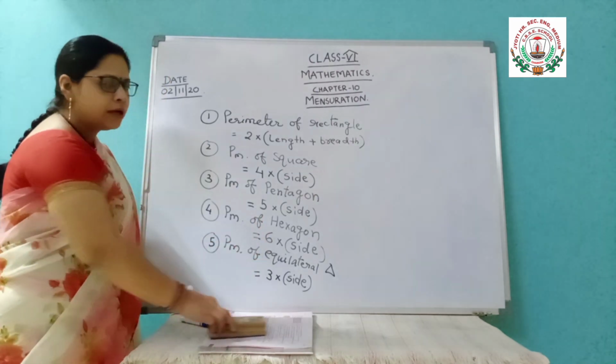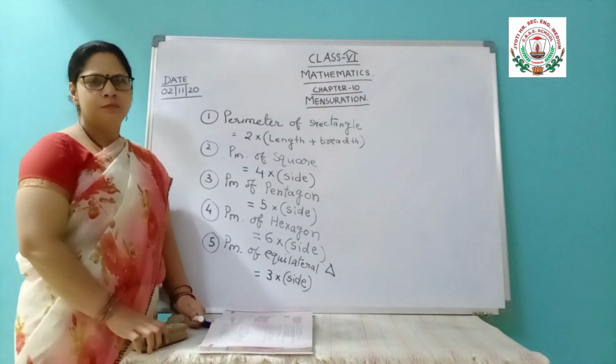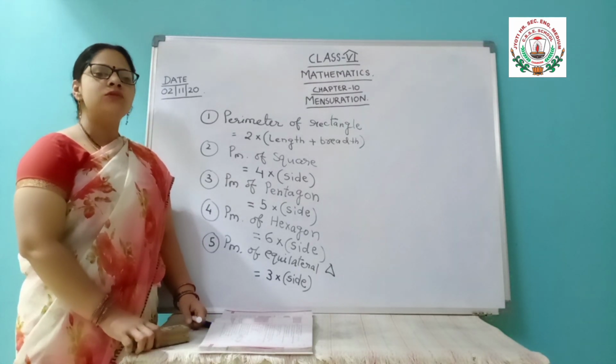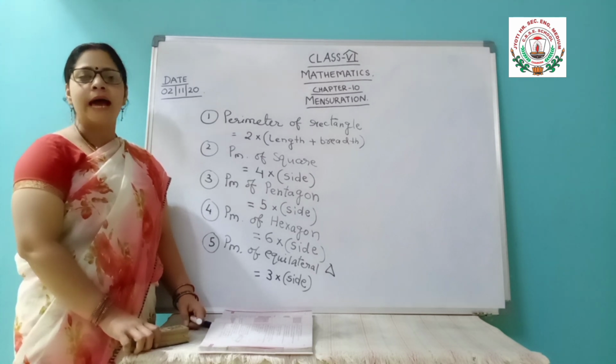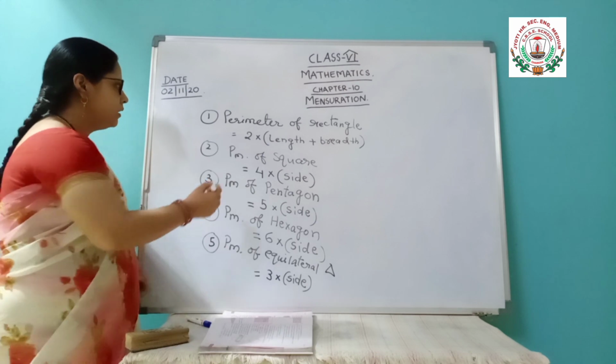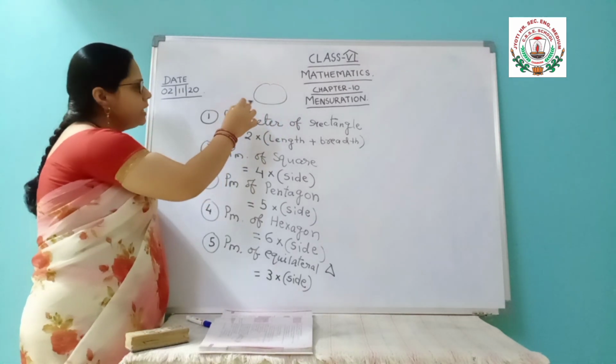Then circle is also one kind of figure you can say, but that is not a regular figure because there you are not using line segments. Circle, how is the circle? This is called the circle. It does not have any line segment.